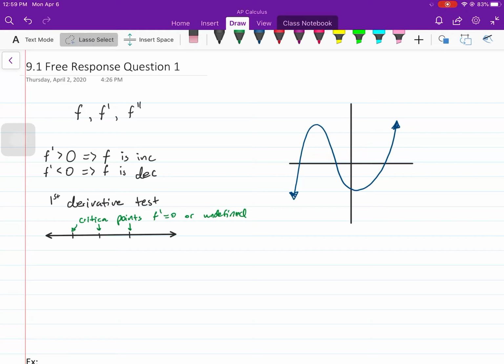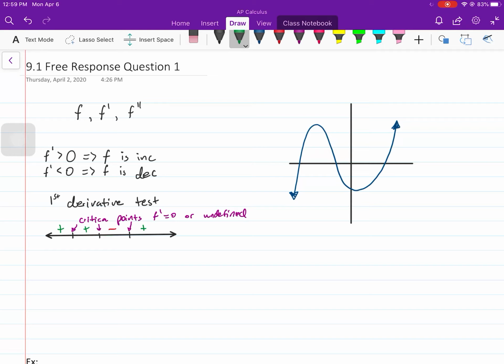and I should pick a different color because I'm going to use green if it's ever positive. So these are the critical points, and these are the numbers that make our derivative 0 or is undefined. And then from there we would test it. We would plug it back into the derivative to see if the derivative is positive or it could be negative. And using that first derivative test. So the first derivative test only tells us if f is increasing or decreasing. That's what the first derivative tells us.